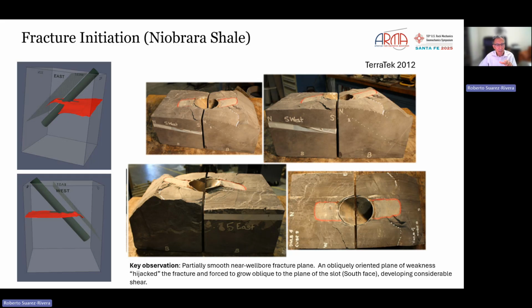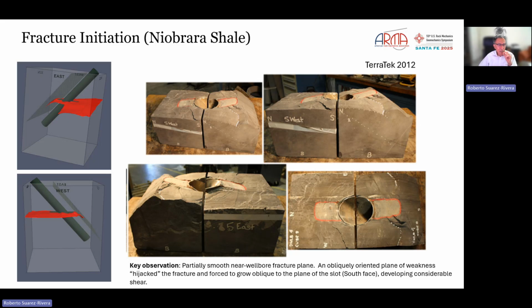So the reason why you are seeing these little blocks is because this is the area of interest, right? The rest of the blocks are away. You see the region exactly where the fracture was originated from these bigger slots. And you can see that on this particular surface, there was a very nice fracture created, which is planar along the length of this slot.